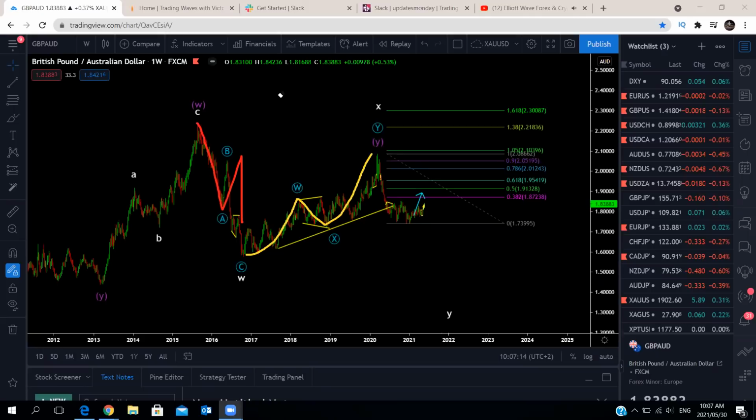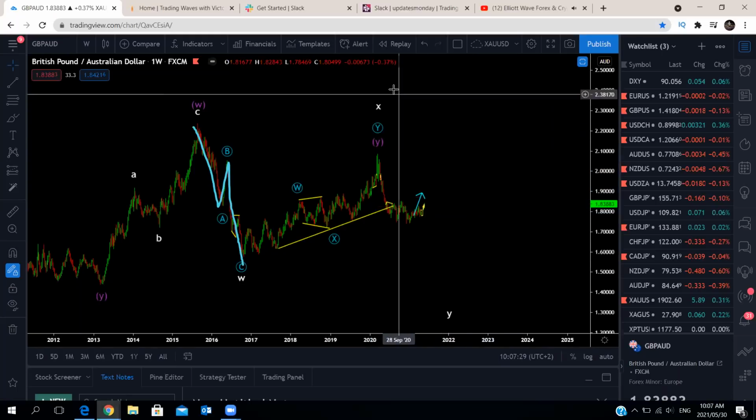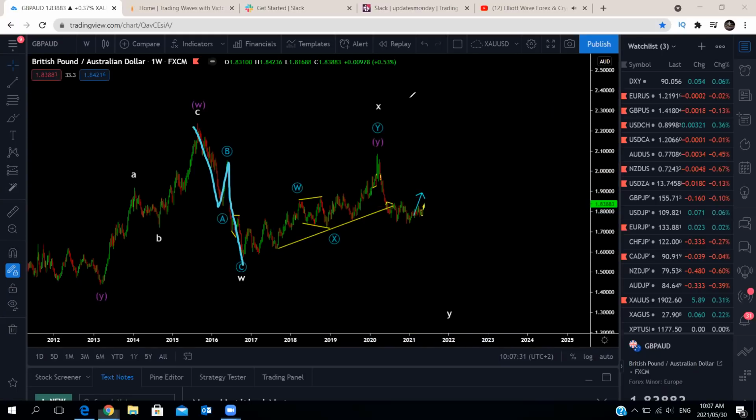So this red is supposed to be in this. Let's use the blue color. So let's follow the right degrees that are listed on the labels, so we can see what the next move is. This is easiest to see when you zoom out and look at the weekly chart. So this is the weekly chart.